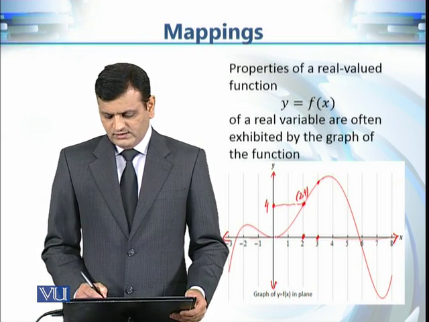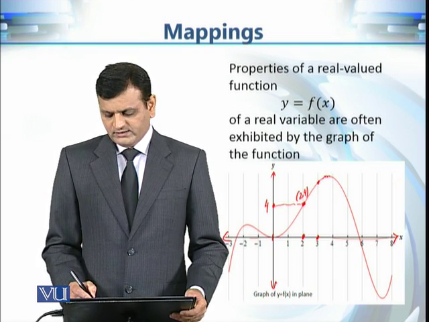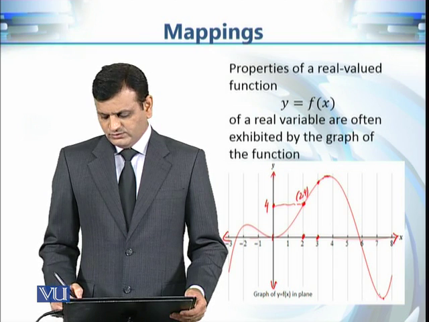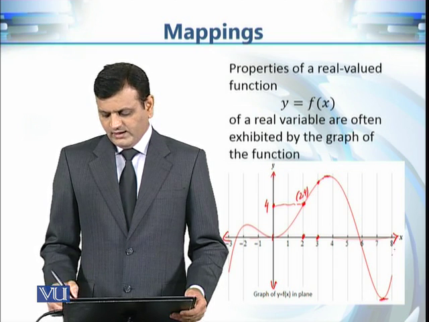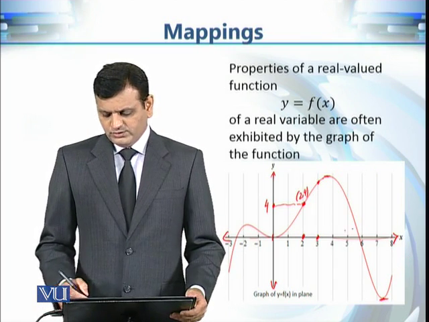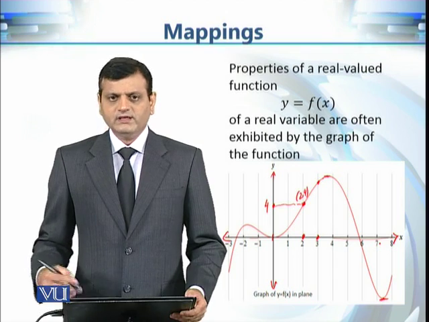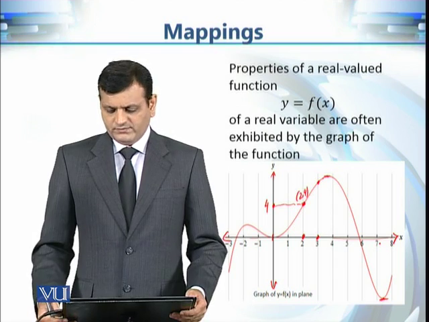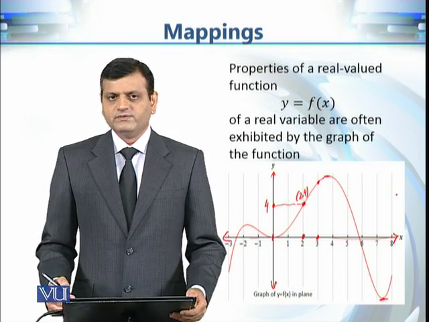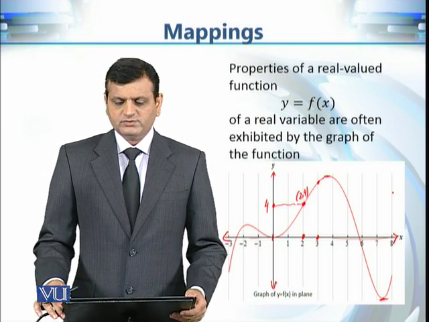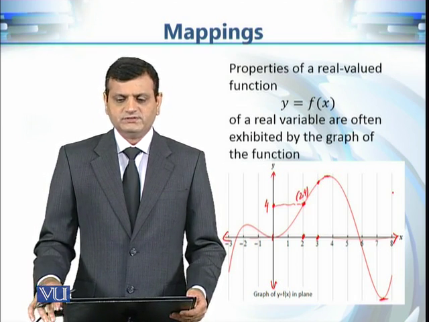For example, we can see that the function is increasing from this point to this point, and this is the local maximum, and from there onwards the function starts to decrease, and this is the local minimum, and so on. We can also observe that the function is smooth, so we can say that it is differentiable, and so on. There are many properties that you can observe by just looking at the graph of the function. So it's very useful to have a geometrical description of a function.